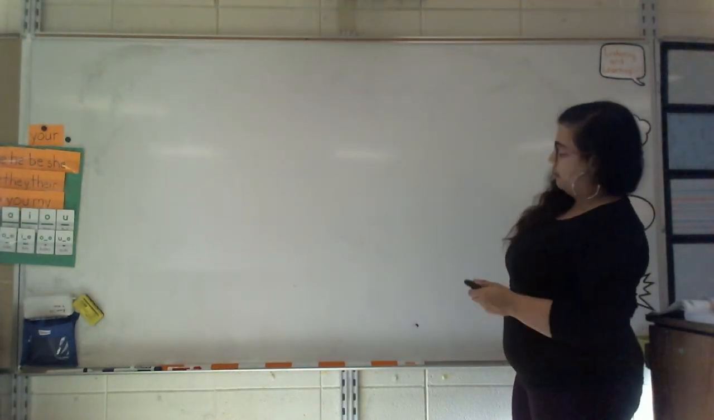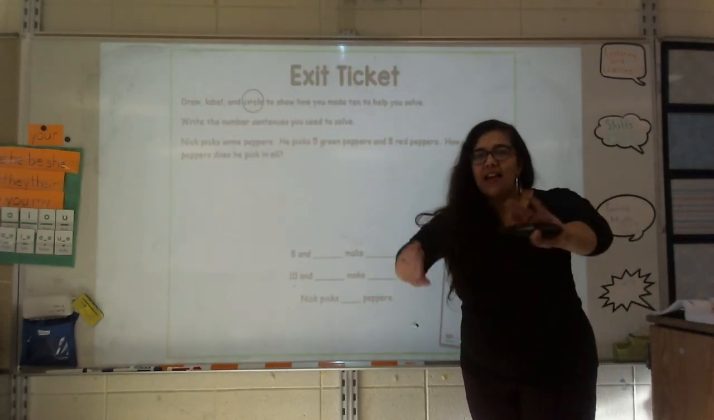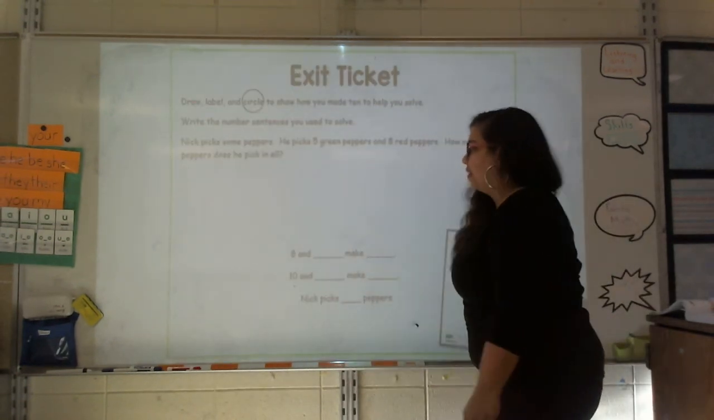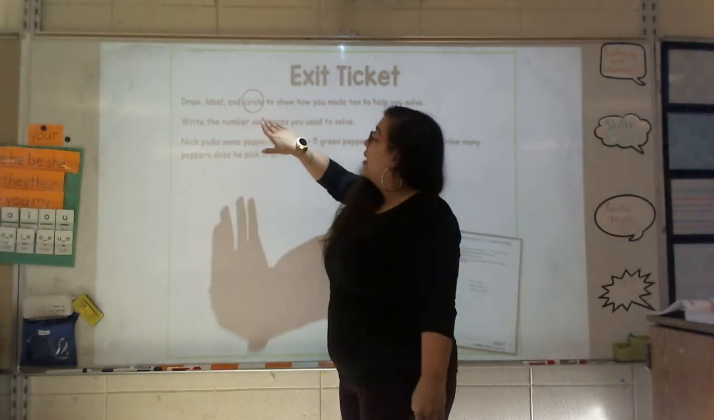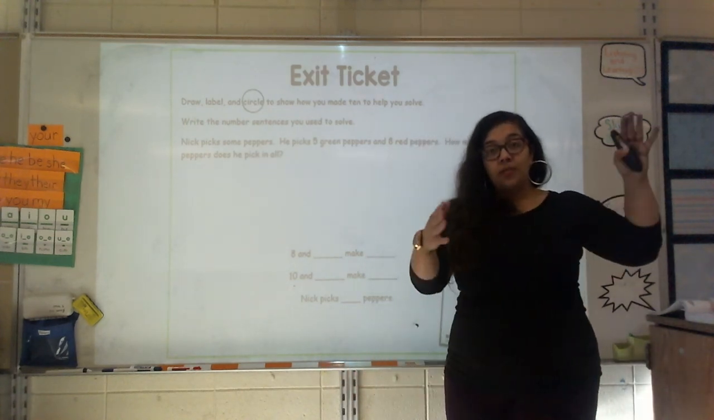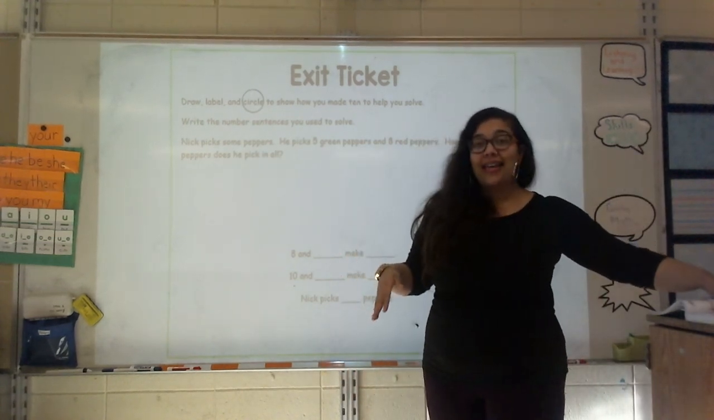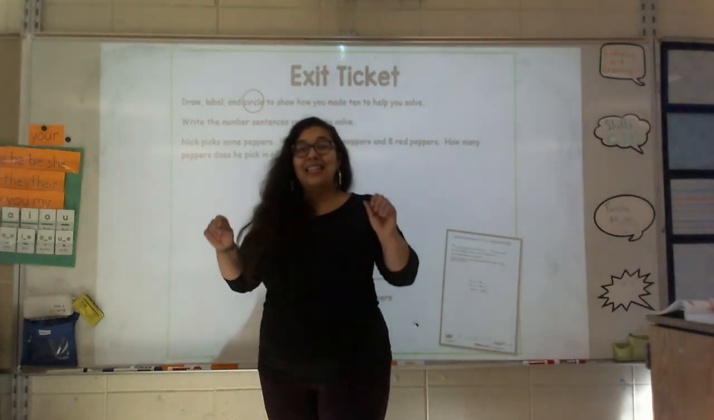Oh no, where'd it go? Oh, I hit the wrong button. Sorry, guys. No, you're not done. You haven't turned anything in yet. You have to go on over to the next slide so you can complete your exit ticket. It does ask you to draw and label and circle to show the way you made 10. So remember, we talked about moving those pieces, not getting any more pieces, not taking away any pieces, just moving them around to help us count.